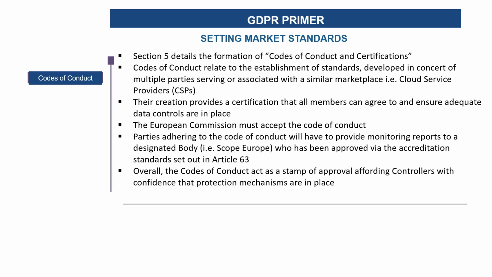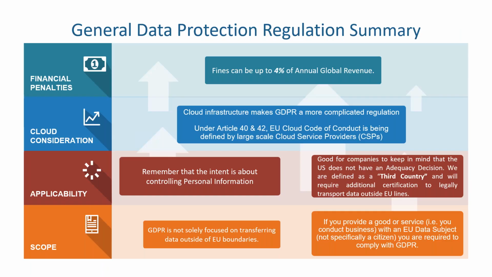All right, so let's summarize. GDPR fines can be up to 4% of the annual global revenue. That's the worry. It's going to depend on what the potential infraction was whether or not that's the assessed penalty, but 4% of global annual revenue is a potential piece.